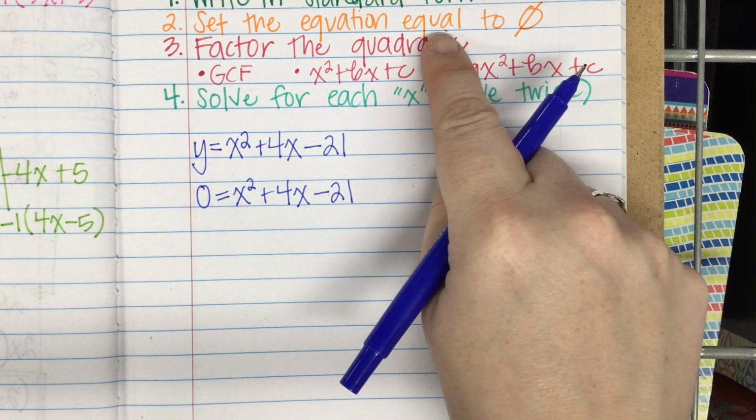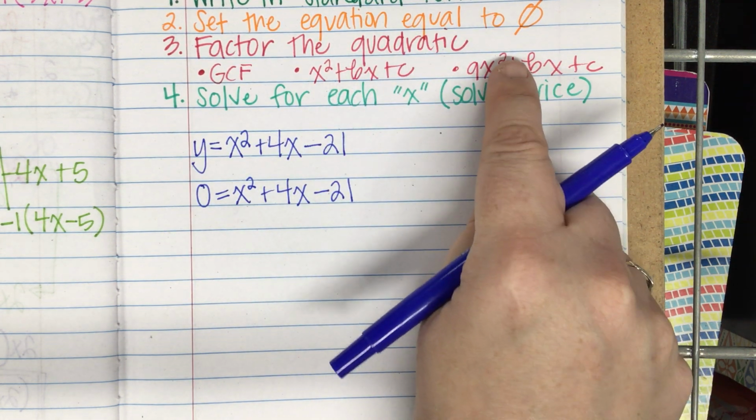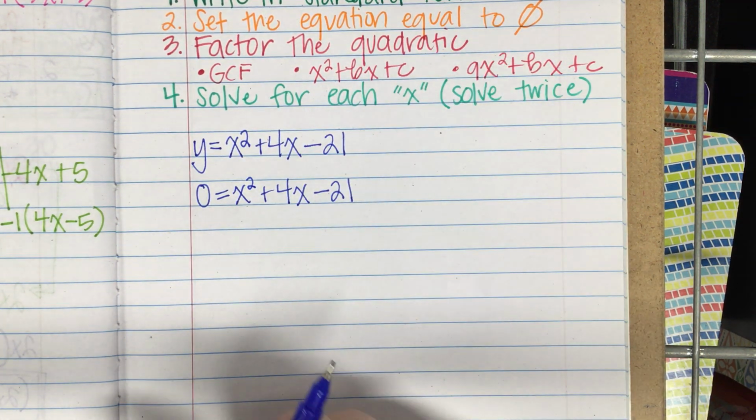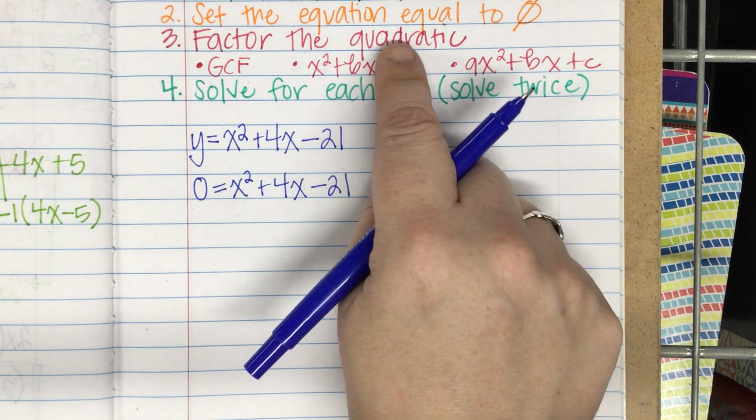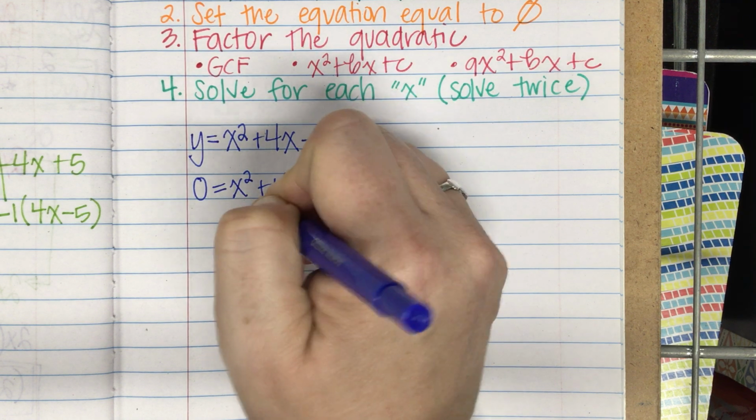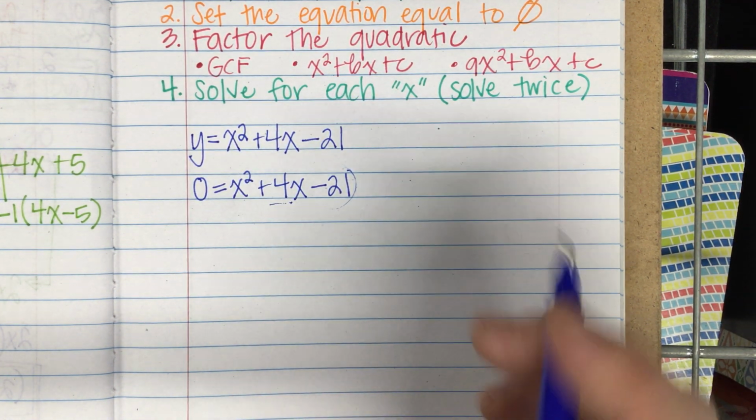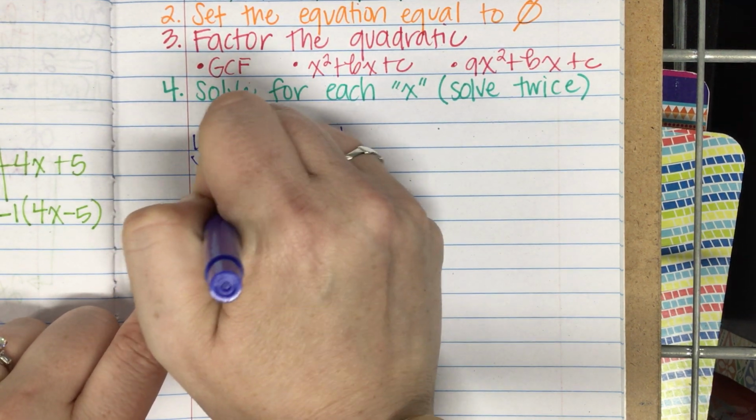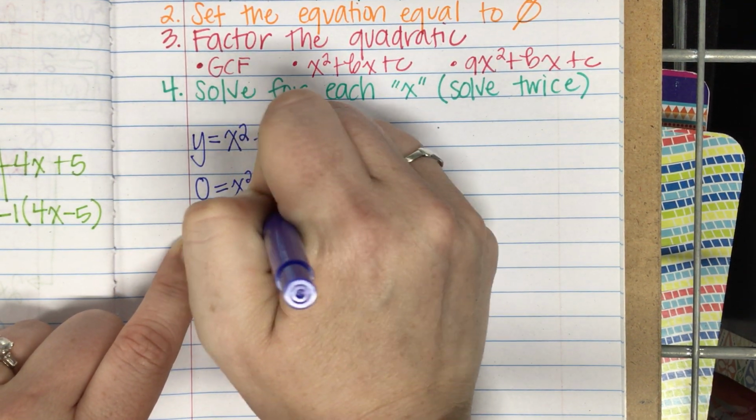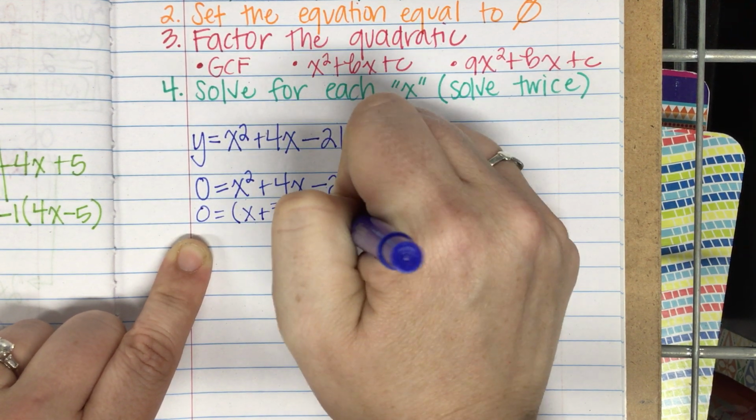Step 3, factor the quadratic. Is it a GCF? Is it quote-unquote easy? Or is it quote-unquote hard? Quote-unquote easy, right? Factors of negative 21 that have a sum of 4. 7 and negative 3. X plus 7 and x minus 3.